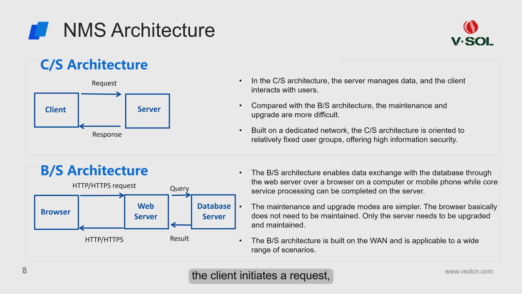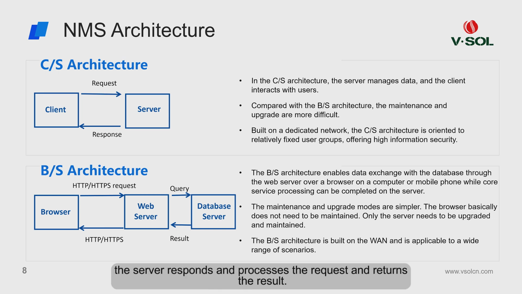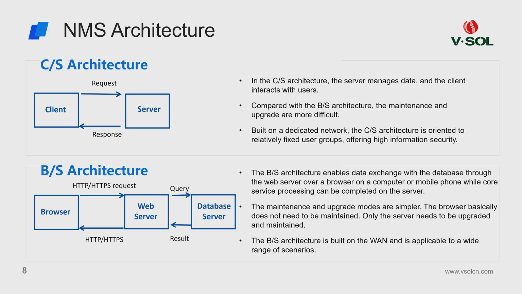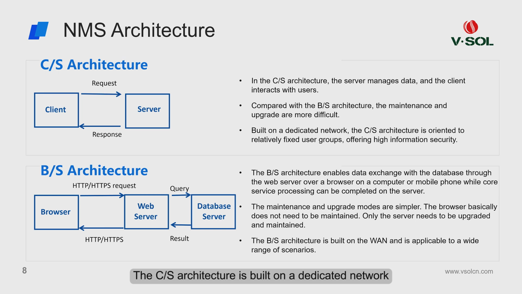The client initiates a request. The server responds and processes the request and returns the result. The CS architecture is built on a dedicated network for a relatively fixed user base and has high information security. But it is more difficult to maintain and upgrade than the BS architecture.